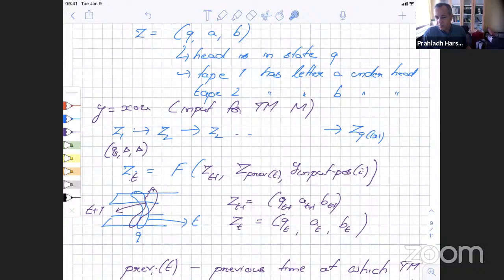Now, the new locations could be of the following type. Either there could be a location that you have never visited so far, or it could be a location that you had visited sometime earlier in the past. If you had visited sometime earlier in the past, then you know what those locations are anyway because of Z_prev(t). So if it were one of those situations, then you will know this.